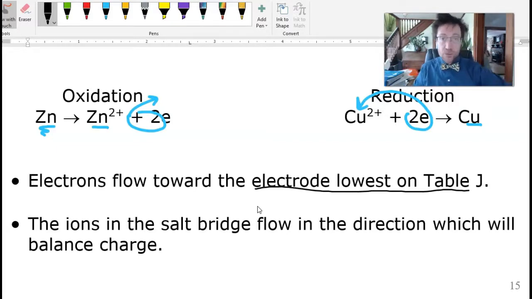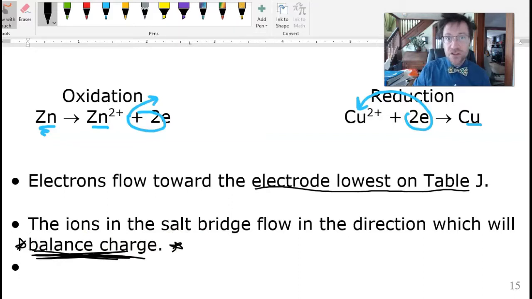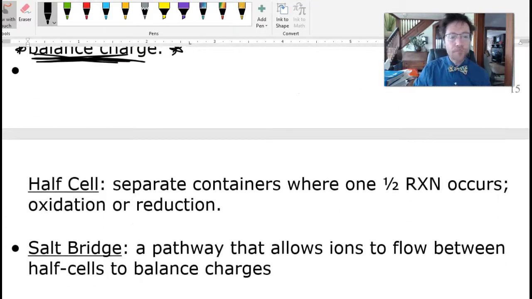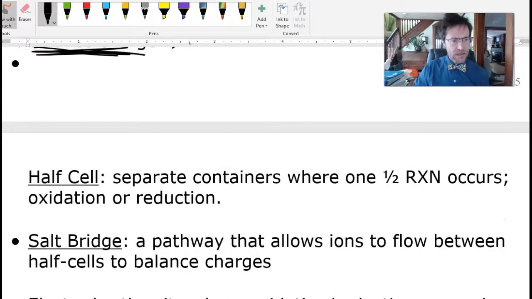And the other thing that we really need to keep in mind is that the ions in the salt bridge flow in the direction which will balance charge. That is the whole point of a salt bridge, to balance charge so that this can continue to flow. Let's draw this in here for you.